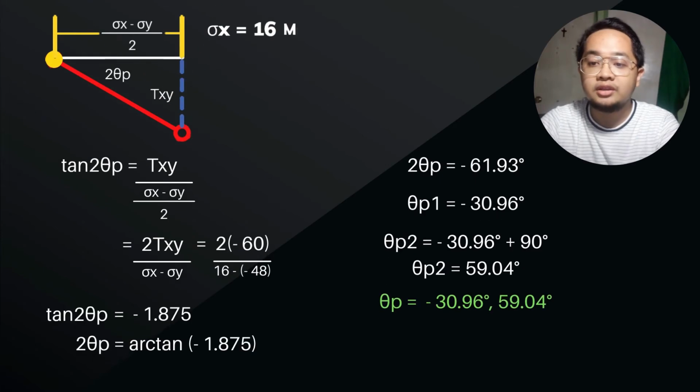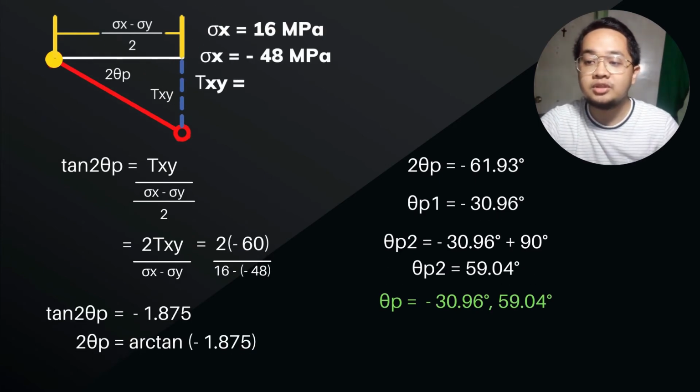Since we created a right triangle with this, we can use the trigonometric identity tangent to solve for the value of the angle theta p. Tangent is just opposite side over adjacent side of the angle theta p. The opposite side is Txy and the adjacent side is normal stress x minus normal stress y all over 2. Substituting the values, we get tangent of 2 theta p equal to negative 1.875.